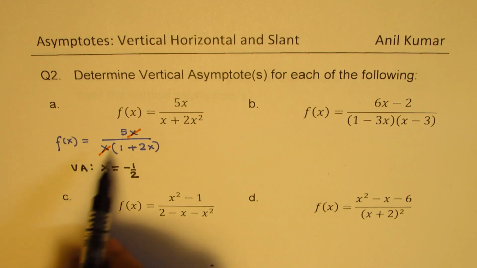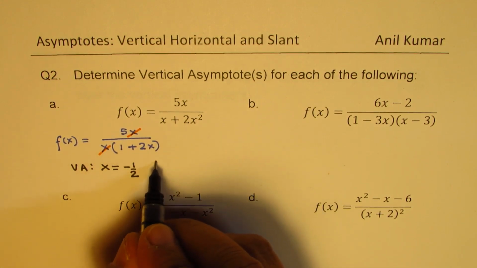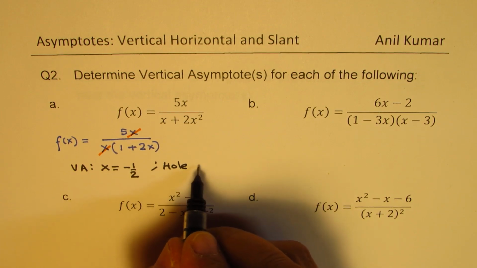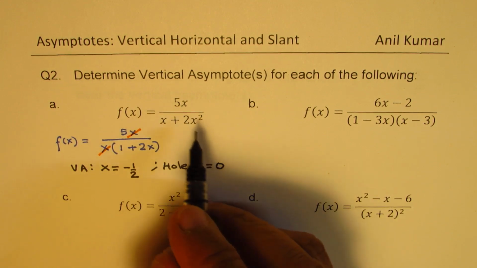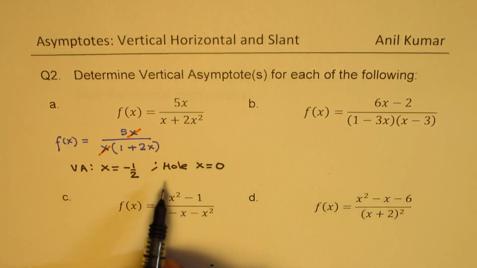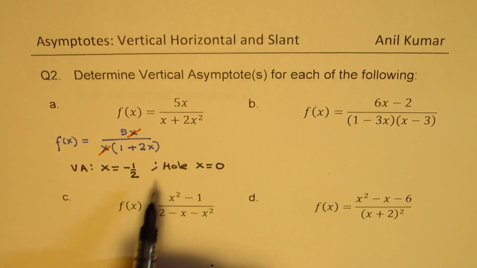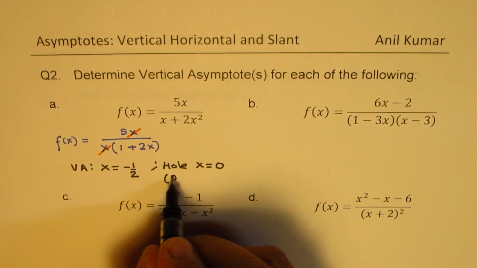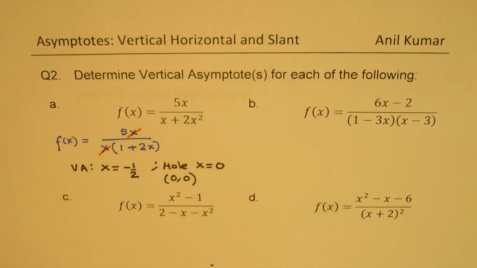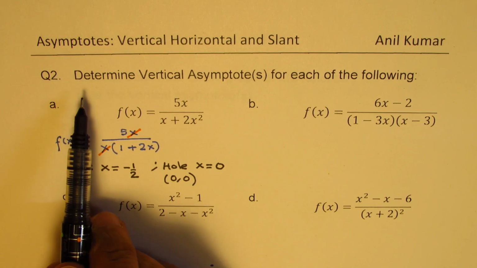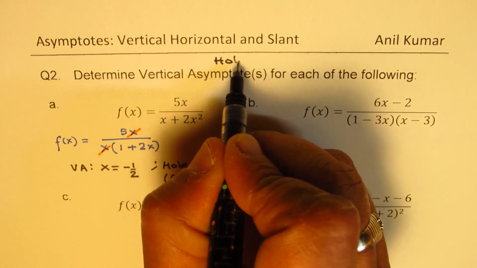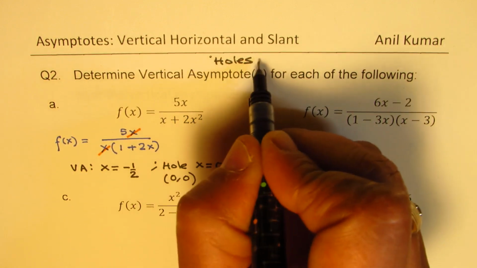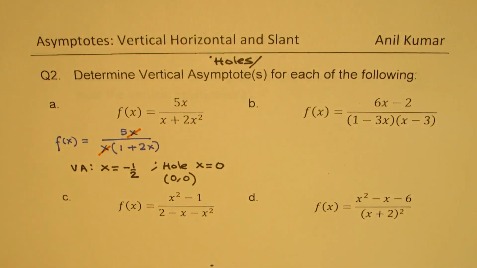Now the factor which actually cancelled results in a hole, right? So we do have a hole at x equals 0. Now if I put x equals 0, we get y also as 0, right? So anyway, the hole is at x equals 0. Normally for a hole, we give a coordinate point. So let me write (0, 0). So at the origin, we will have a hole. Perfect. So let me change this question a bit. Determine vertical asymptotes for each of the following, or we can also mention holes, right? Holes slash vertical asymptotes, correct? So if the factors cancel, we get a hole.